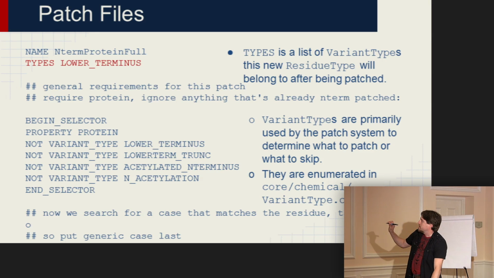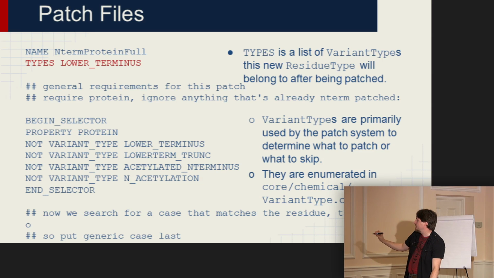In the patch file, there's this types line that now says this is a lower terminus type. This type corresponds to a list that you can find in the variant type class, the variant type file. The variant type is a class used for the patch system. Basically, as you'll see later on, there are things down here that say if it's not a variant type lower terminus, then skip. That's for designating that now this alanine is a lower terminus variant.